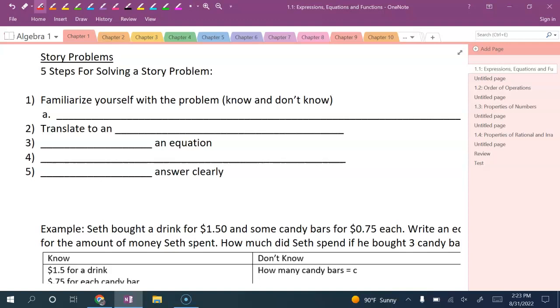So when you're solving story problems, there's 5 steps that I want you to be following. Step 1 is to familiarize yourself with the problem. What do you know? What don't you know? And once you have figured out what you don't know or what you're trying to find, that is when you're going to want to define your variable. And what that means is that you are going to want to pick what letter you want to use to represent the unknown in the situation. Once you've defined your variable, you're going to want to translate your information to an equation. Once you have your equation written out, then you're going to want to work to solve it.